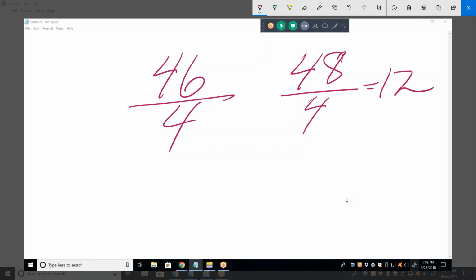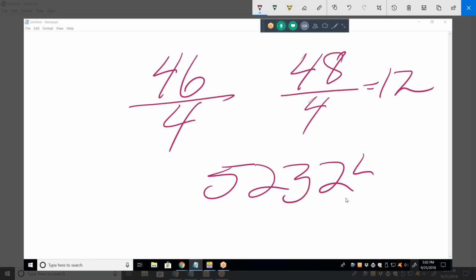If you have a multiple digit number, 5, 2, 3, 2, 4. In other words, 52,324. Is that divisible by 4? And the answer is yes. The only thing I have to know is that the last 2 digits are divisible by 4. Okay. So if I had i to the 52,324 power, I would know that when I divide that number by 4, I get 0 remainder. Which means it's 1.